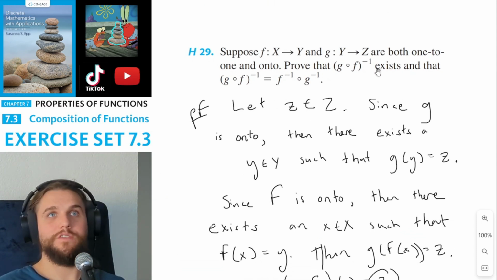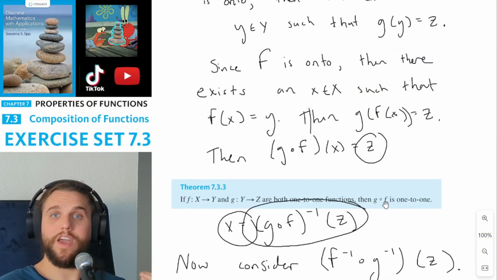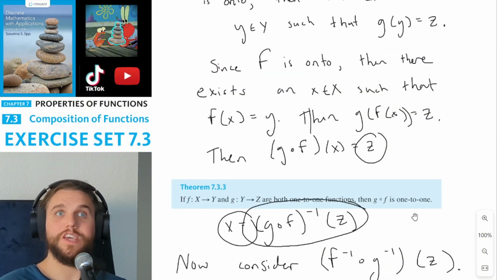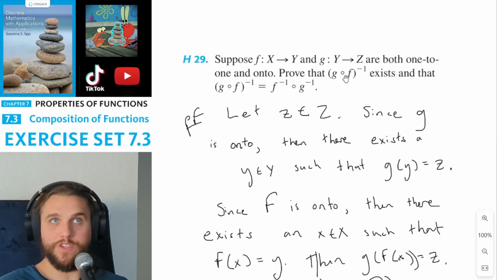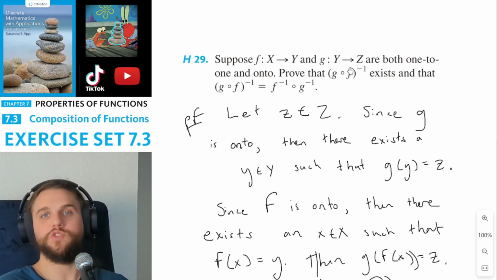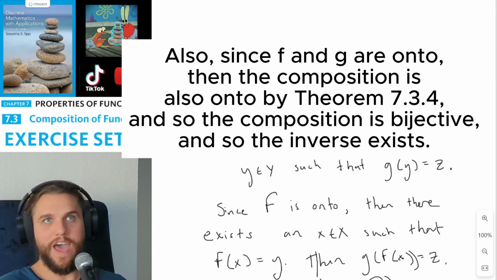Now, why does this inverse function exist? Keep in mind that the composition of 1-to-1 functions is 1-to-1. So if f is 1-to-1 and g is 1-to-1, then g∘f is 1-to-1, which means that (g∘f) inverse exists.